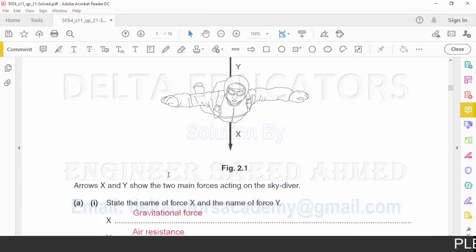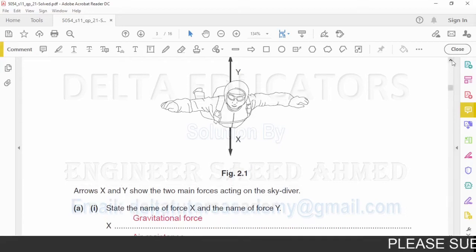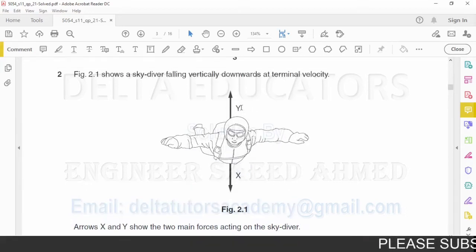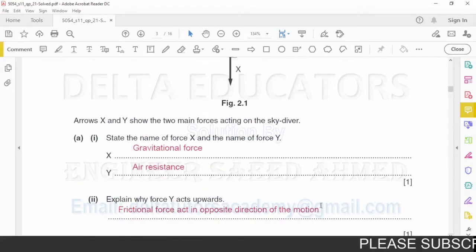Arrows x and y show the two main forces acting on the skydiver. Part A, first part, state the name of the force x and the name of the force y. Here this x, downward force, it is gravitational force, and this y, this upward force, is the frictional force of air. So here x is gravitational force and y is frictional force due to air, or we can write air resistance.